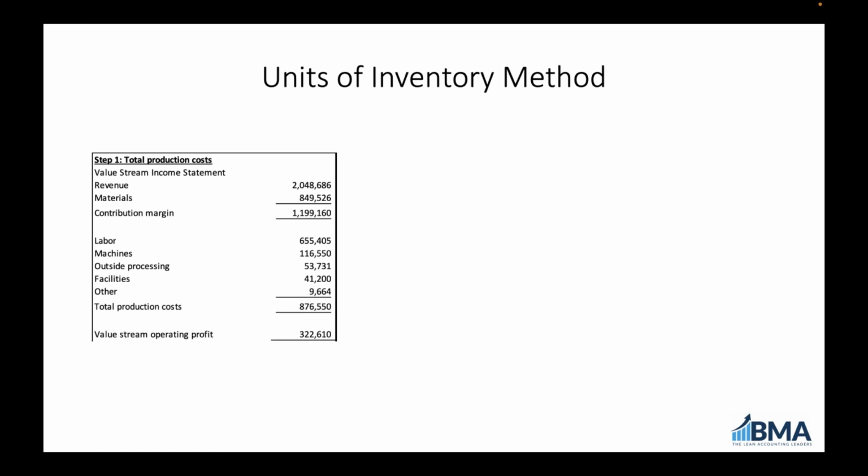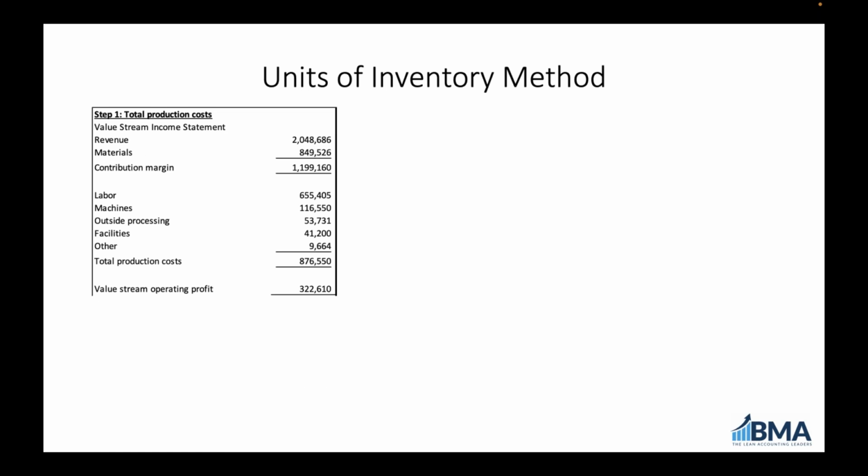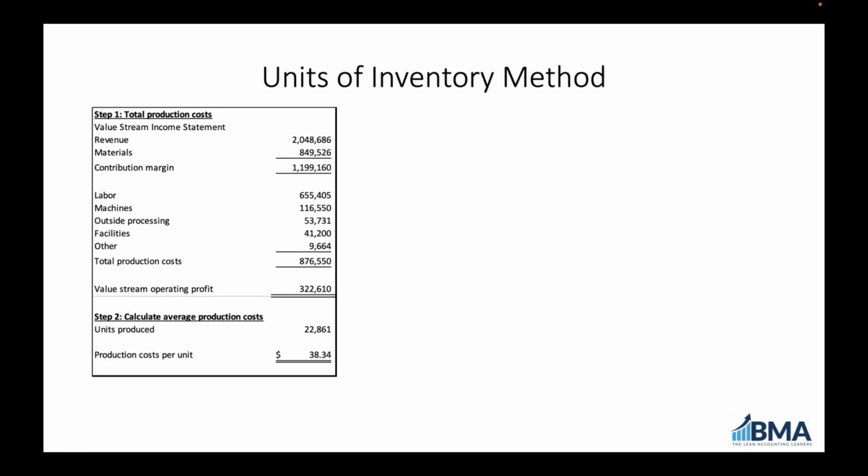The units of inventory method is pretty much the same. So here we have the same production cost of $876,550, and we're calculating a production cost per unit. 22,861 total units have been produced. So the average cost per unit is $38.34.